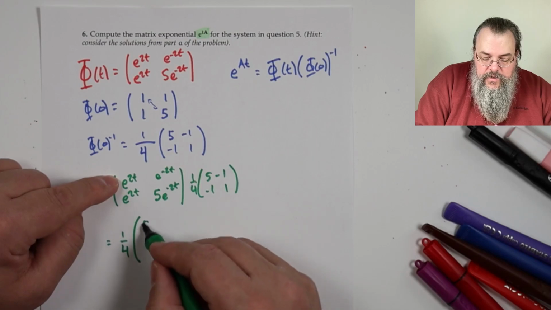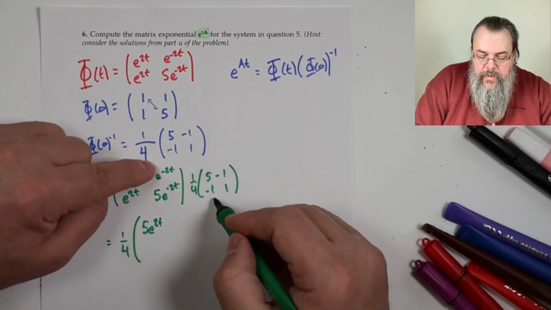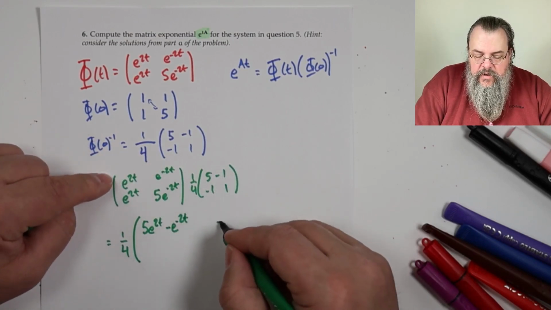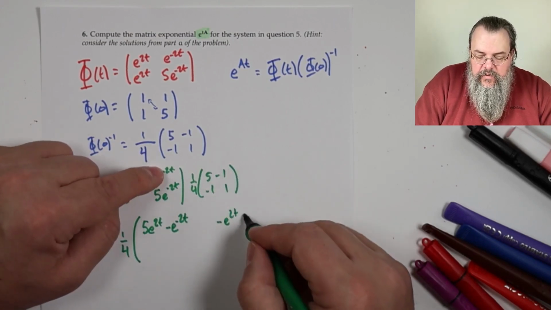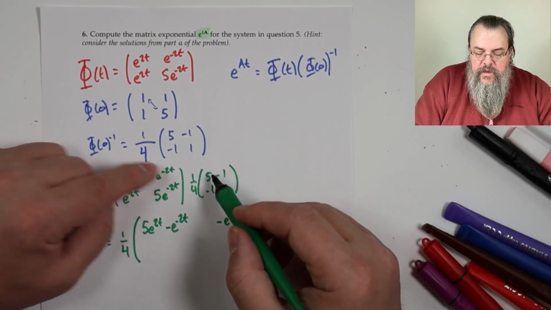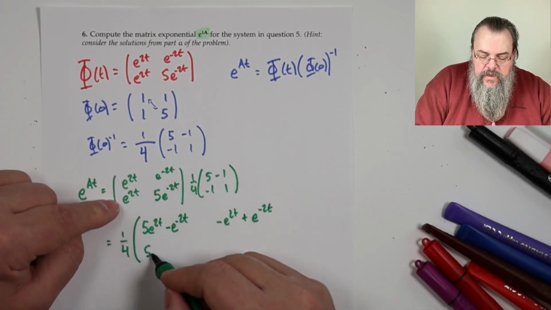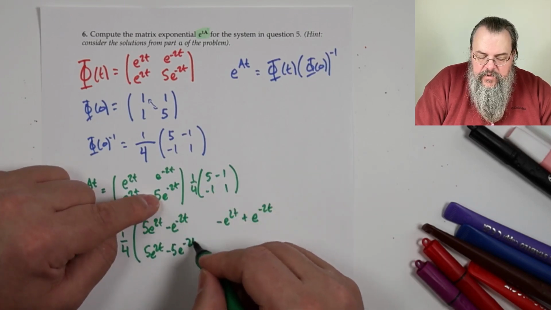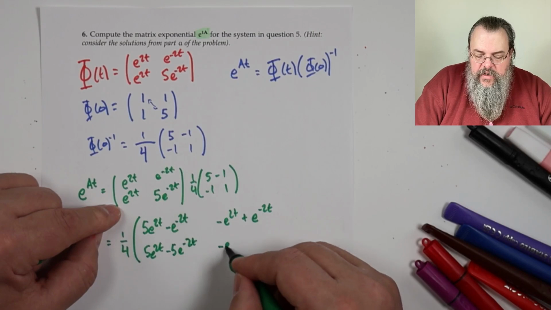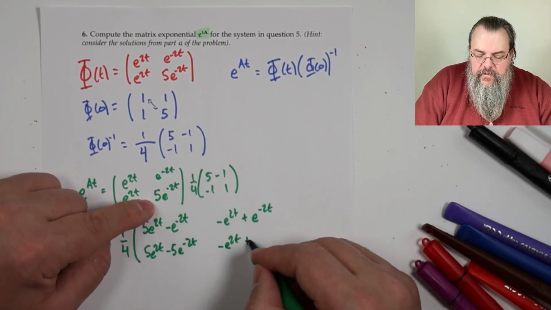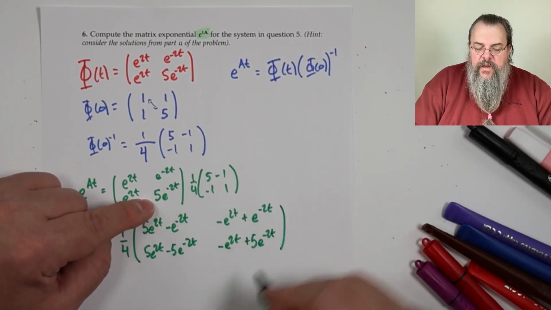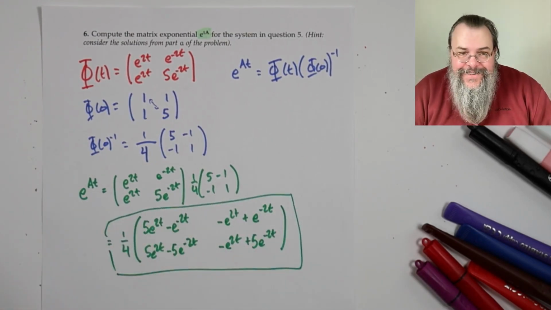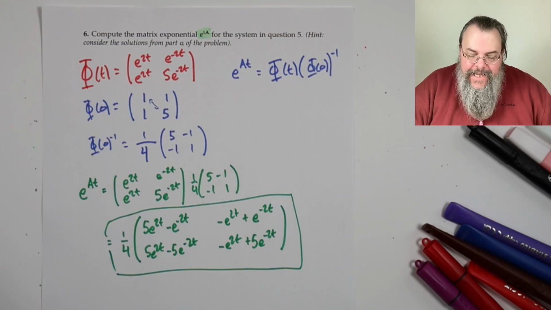5e to the 2t minus e to the minus 2t, minus e to the 2t plus e to the minus 2t; 5e to the 2t minus 5e to the minus 2t, minus e to the 2t plus 5e to the minus 2t. And there we go. That is our e to the At.